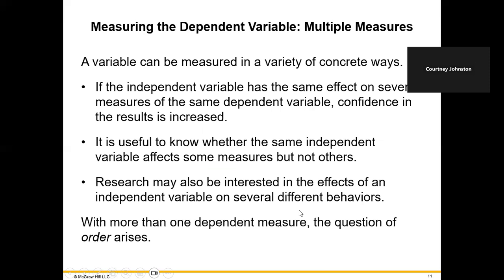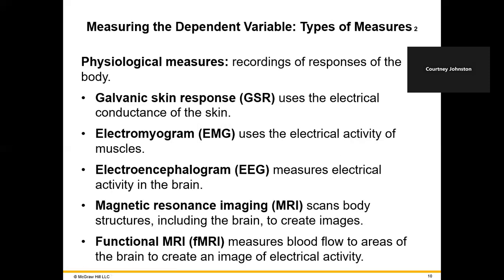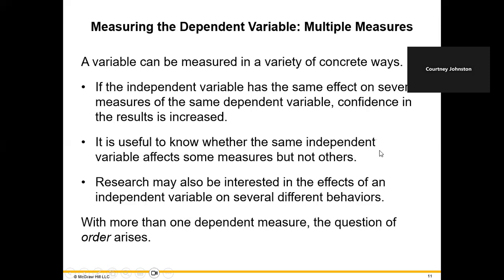And researchers may also be interested in the effect of an independent variable on several different behaviors. Maybe you do have an independent variable that's going to affect muscle contraction, as well as electrical activity in the brain. So you might be using different measures for that dependent variable.